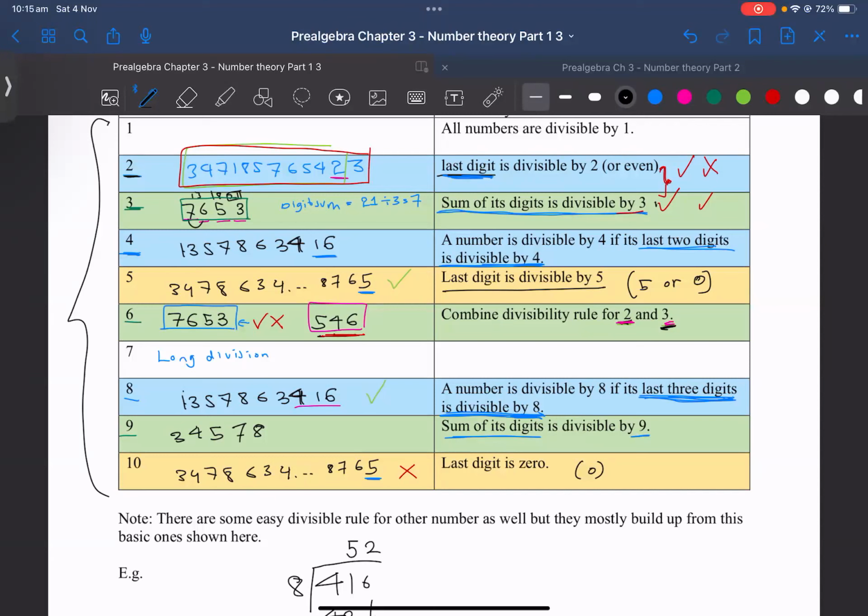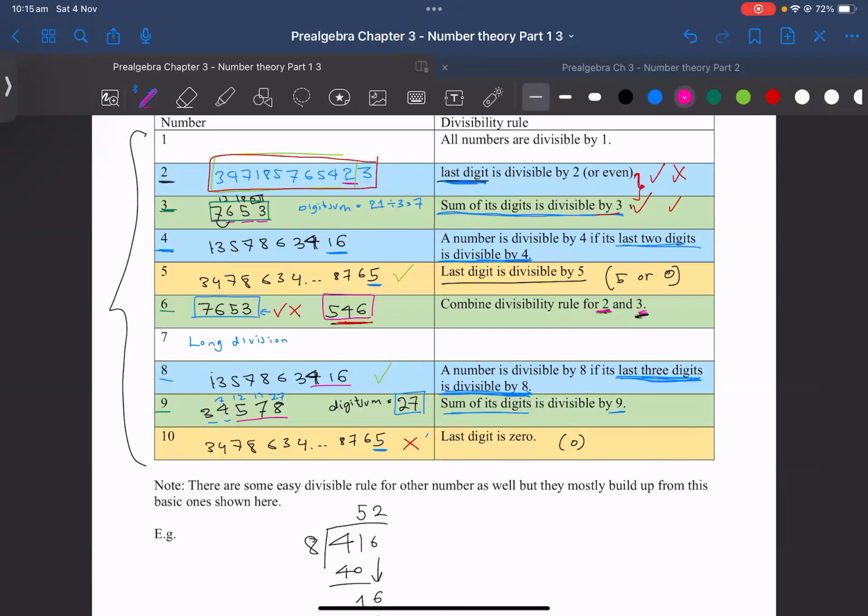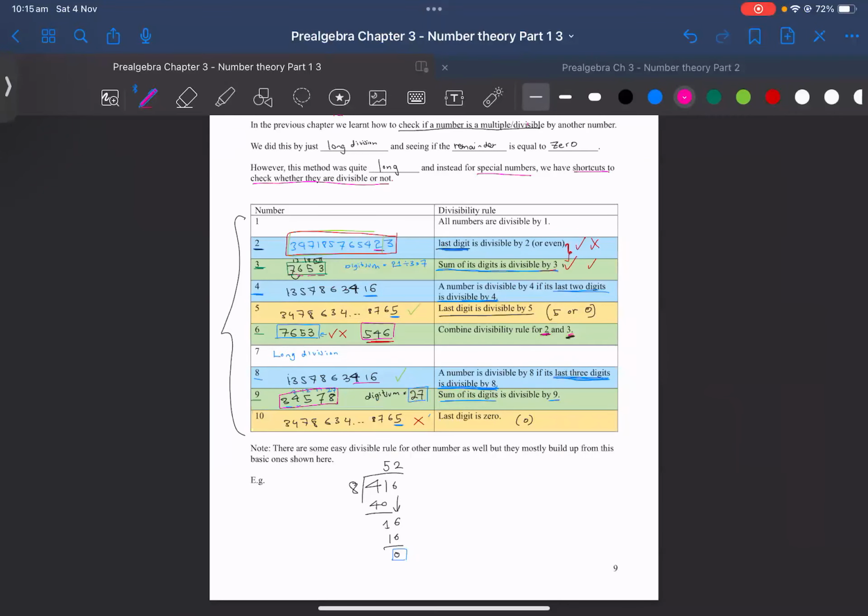What's the digit sum there? 27. Very good. Very quick there. 3 plus 4 is 7, plus 5 is 12, plus 7 is 19, plus 8 is 27. Is 27 divisible by 9? Yes, it is. Excellent. So 27 is divisible by 9. That means this big number is also divisible by 9. Is that clear? Very good.